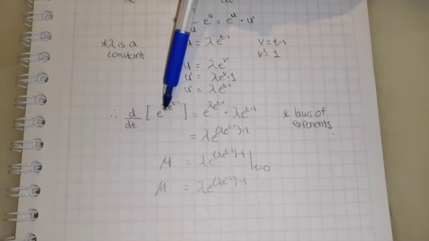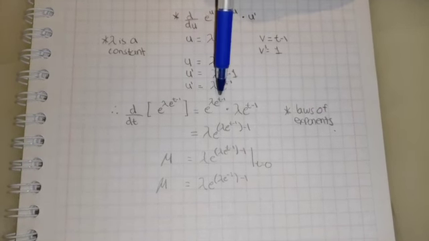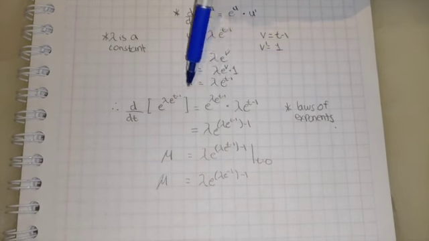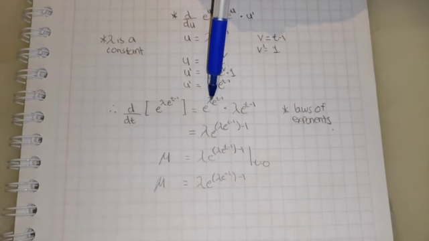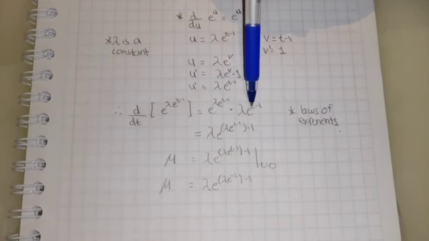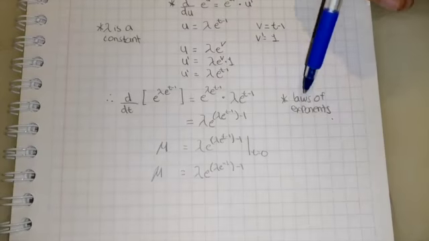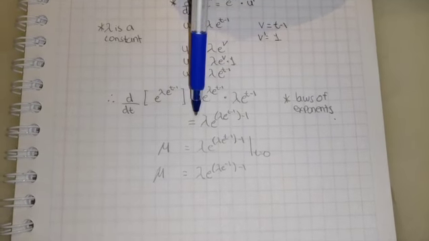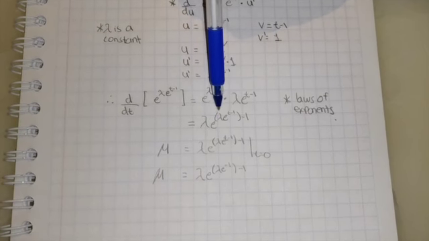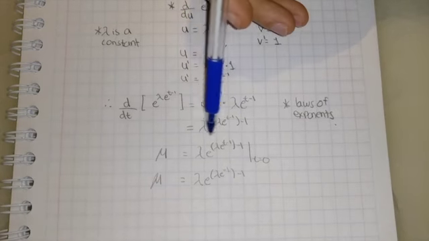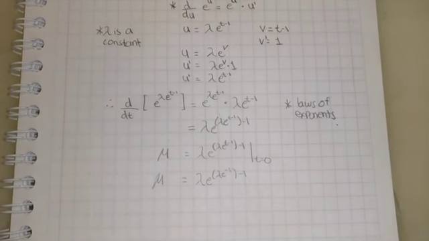So the derivative of the moment generating function is e to the u, which is this, times u prime, which is this. So it's e to the lambda times (e to the t minus 1) times lambda times e to the t minus 1. We have to remember the laws of exponents. So we end up with lambda times e to the (lambda times (e to the t minus 1) minus 1). This is the same as this.